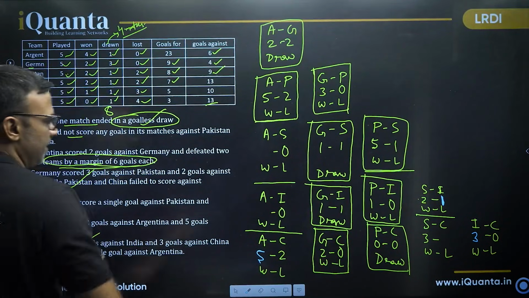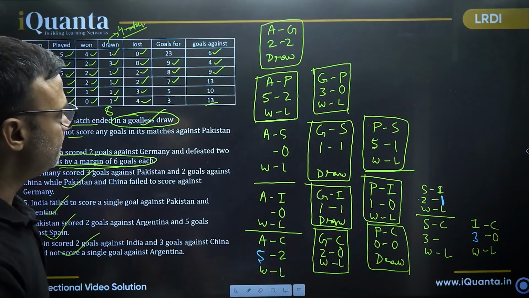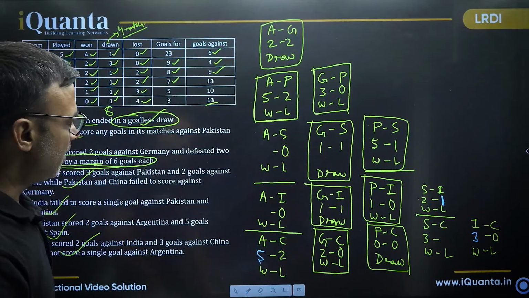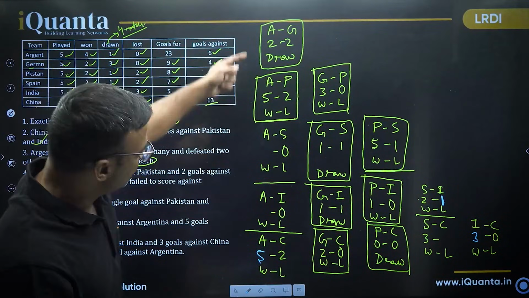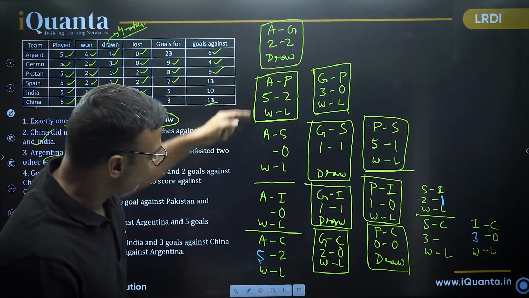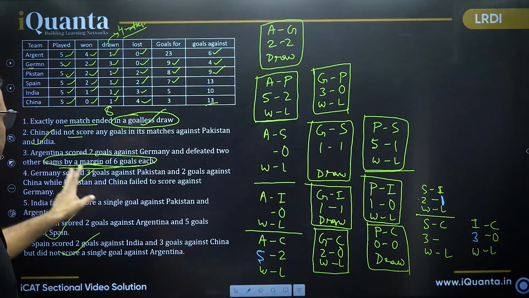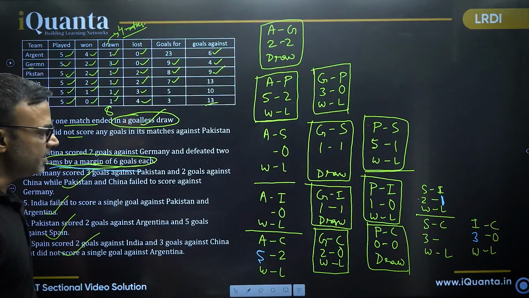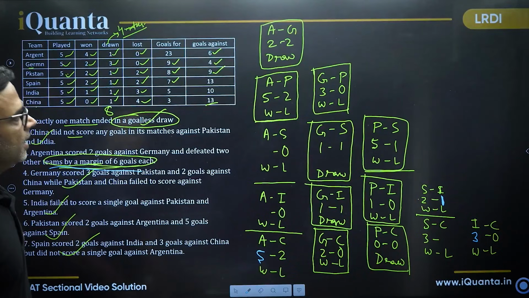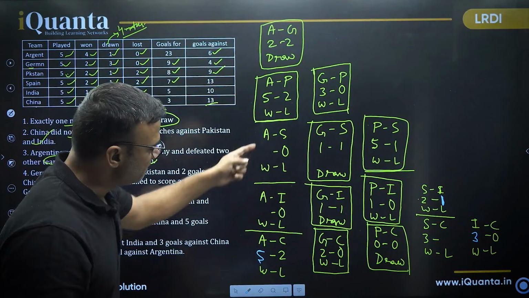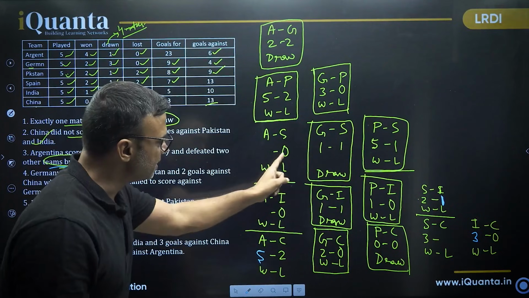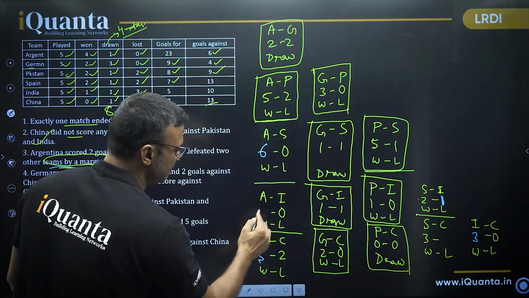Okay. Let's get back to this. All right. Now, this is already done. This we got from our case. So what about this condition? By a margin of 6 goals, Argentina defeated 2 other teams by a margin of 6 goals. These are the only 2 teams left. So the margin has to be 6. If this is 0, this has to be 6.